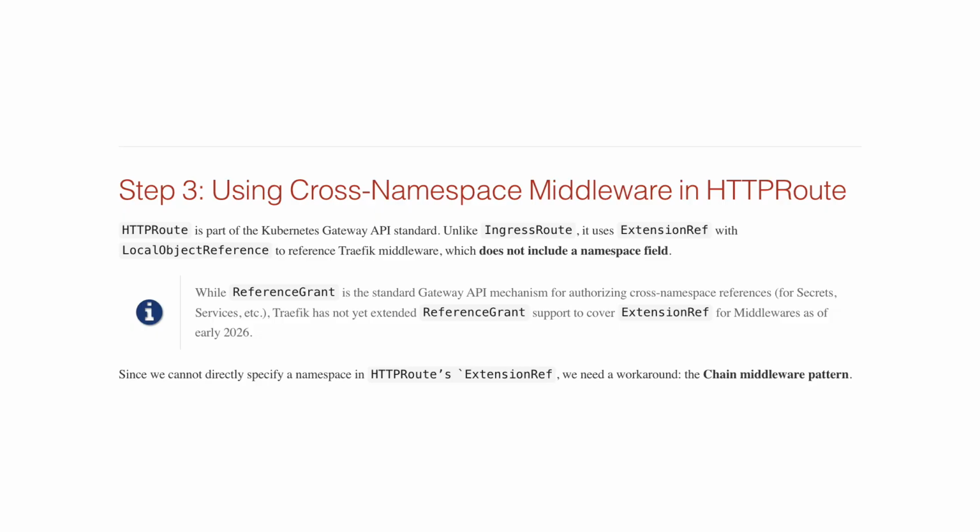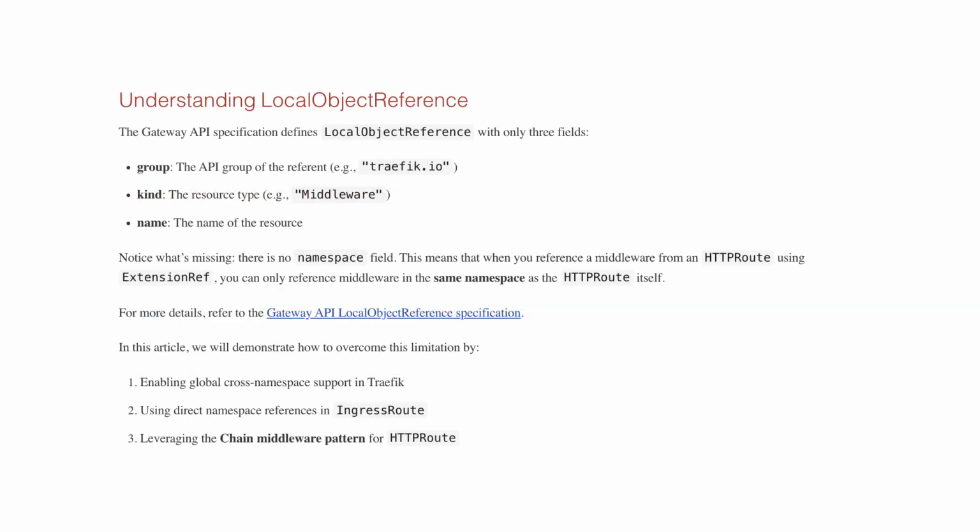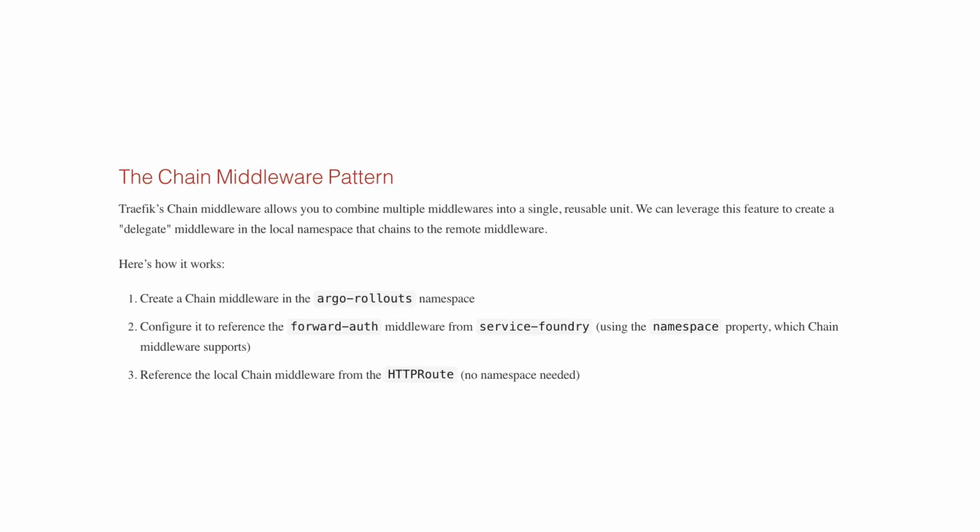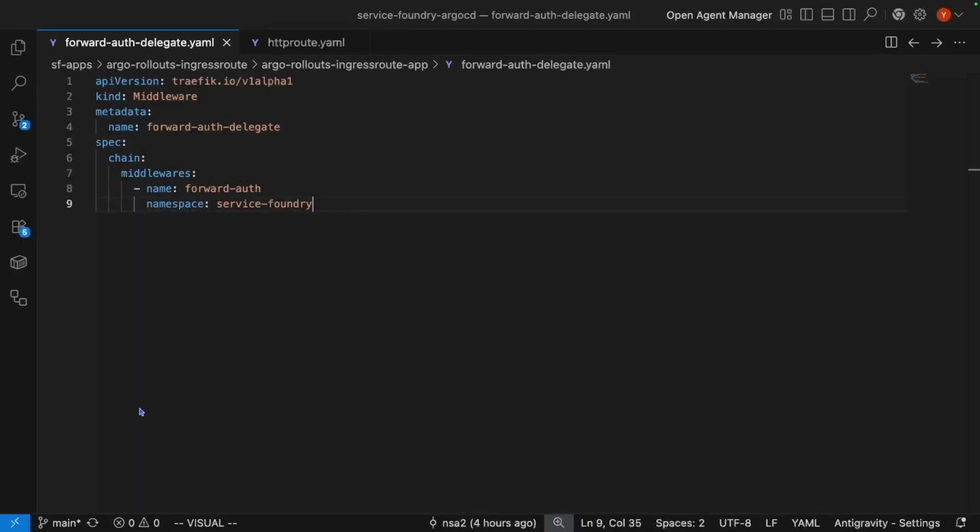Now for the tricky part, step 3, the HTTPRoute. The Gateway API standard's extensionRef unfortunately does not have a namespace field, so we use the Chain Middleware Pattern as a workaround. Here's how it works. In the application namespace, Argo Rollouts, we create a local delegate middleware. Let's call it forward-auth-delegate.